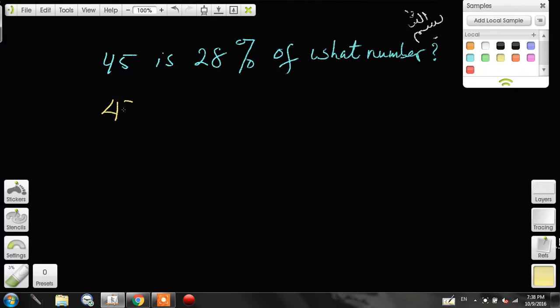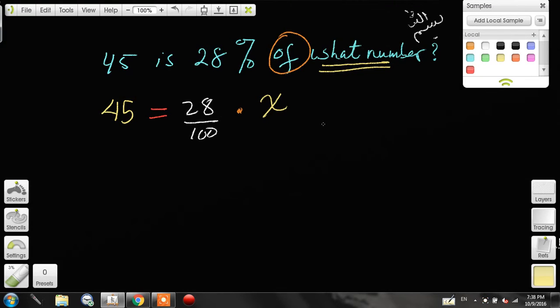So 45 equals 28%. You can write it as that, or you can just write it as a decimal. Okay, 28 over 100, I'll do this for now. And then this word "of" we'll translate as multiplication, and x, what number. Now we have to solve this for x. How do you solve this for x? Well, you multiply both sides by the reciprocal, 100 over 28.